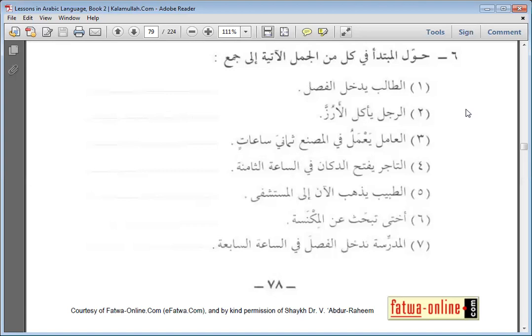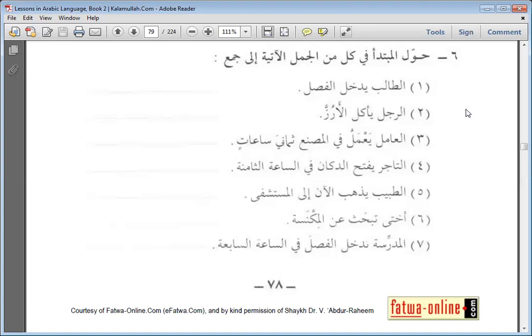So if we are referring to the future, then we would need to add on a particle onto the present tense verb to refer to the future. And that particle is the seen, which is added onto the present tense verb. You'll see many examples when we do the exercise later on. So we add that seen on. There's also another particle which we can add, called sawfa. So seen and sawfa both are added onto the present tense verb to refer to the future.